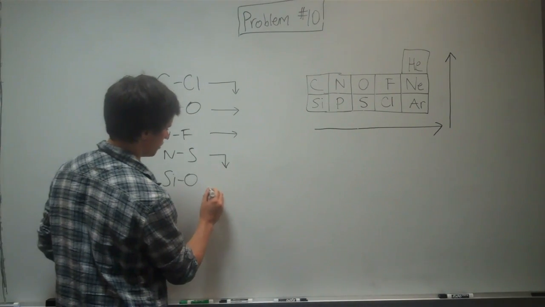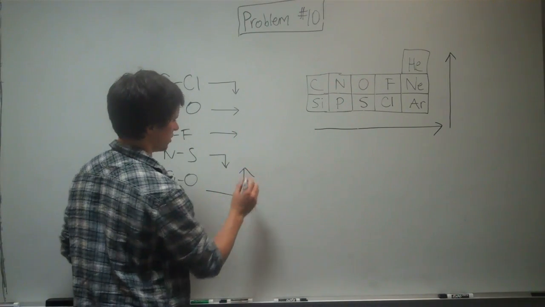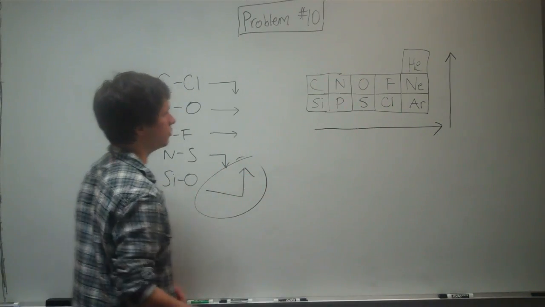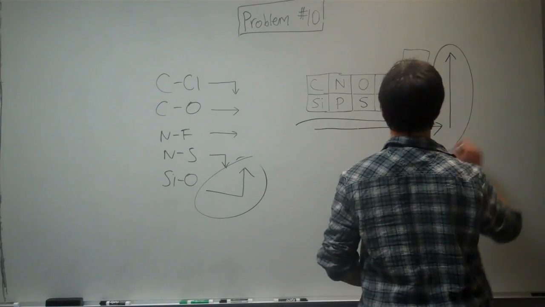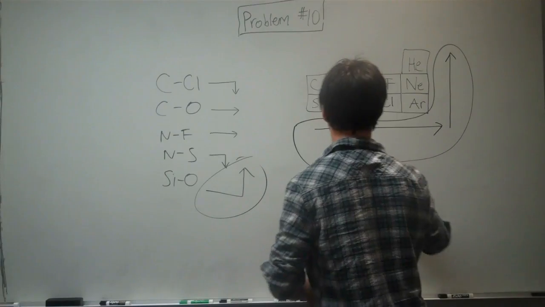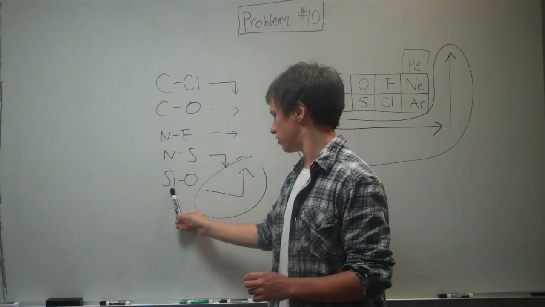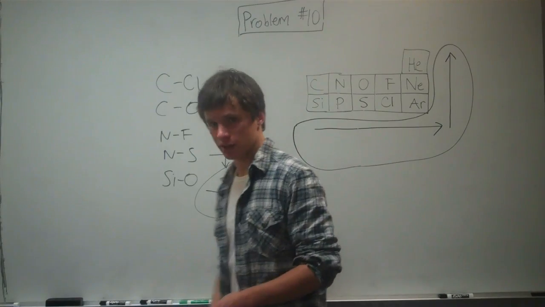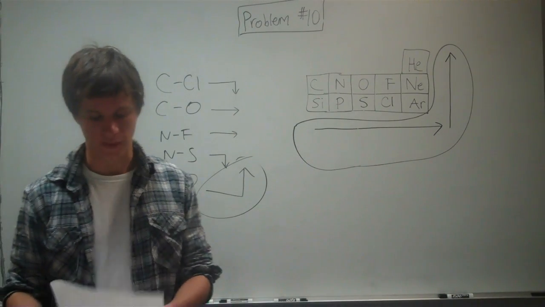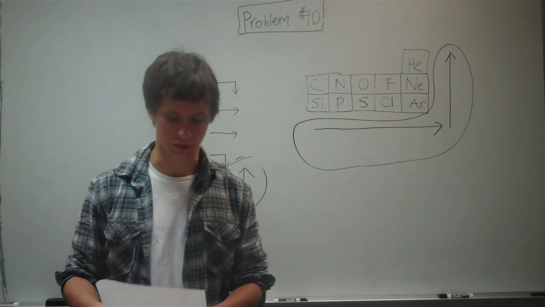So here you see the change on the periodic table corresponds exactly to our electronegativity trend. So this is going to be your answer. The difference in electronegativity between silicon and oxygen is going to make the most polar bond. And that is choice 5 on your test.